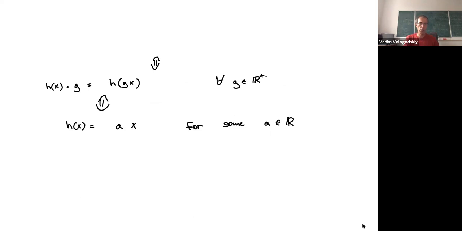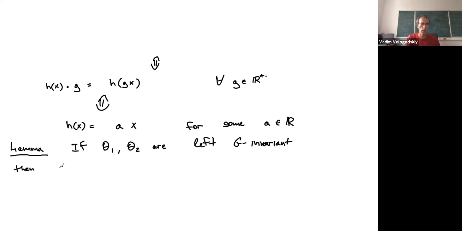Now this second interpretation makes it obvious that if theta 1 and theta 2 are left G invariant, then so is the commutator.